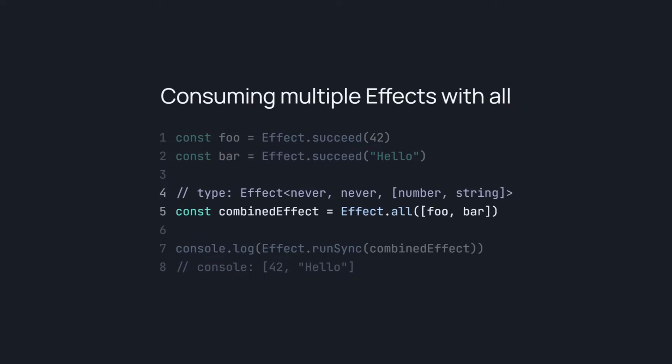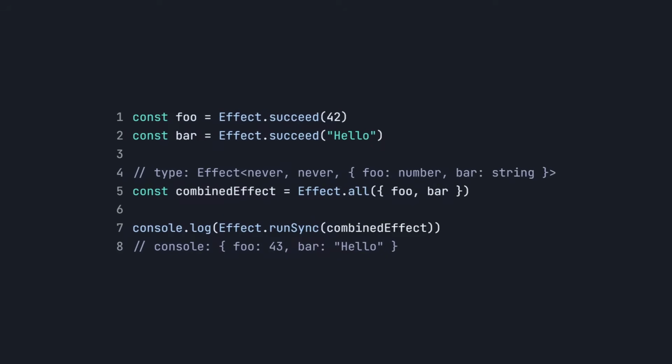So far, we've only been working with single values, but what about transforming the results of multiple effects? For this, we can use all. All takes an array of effects and returns an effect whose value is a tuple of the values of the past effects. Here in this example, we merge foo and bar into a single effect, then run and log it. Alternatively, all also accepts objects where the values are effects.